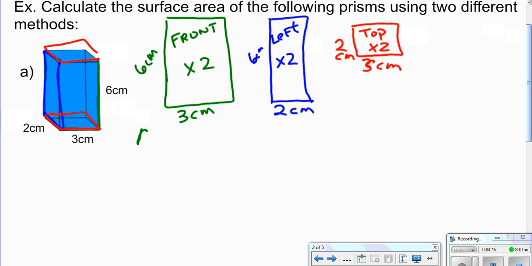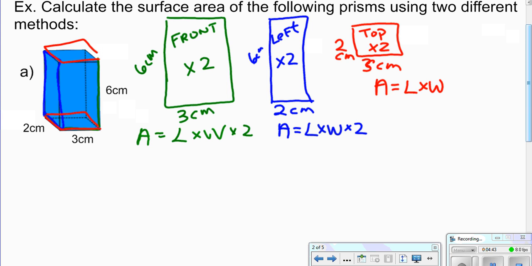Anyways, to find the area of this rectangle, we're going to go length times width. We could also go base times height. It doesn't really matter. And we're going to times it by 2 because there are 2 of this shape. Same thing when we look at the left and right side. Again, we have a rectangle, so length times width, and we're going to times it by 2. And lastly, the same for the top and bottom. They are rectangles, so length times width times 2.